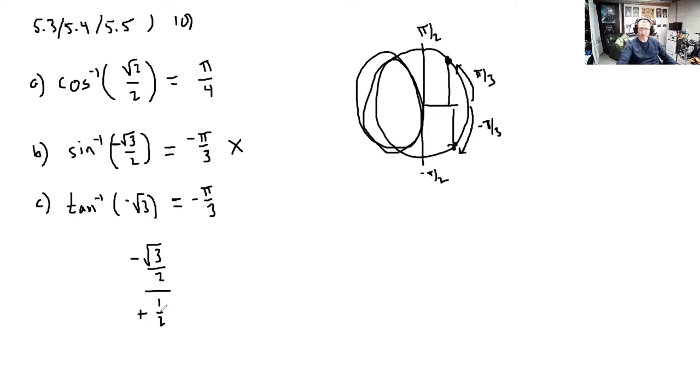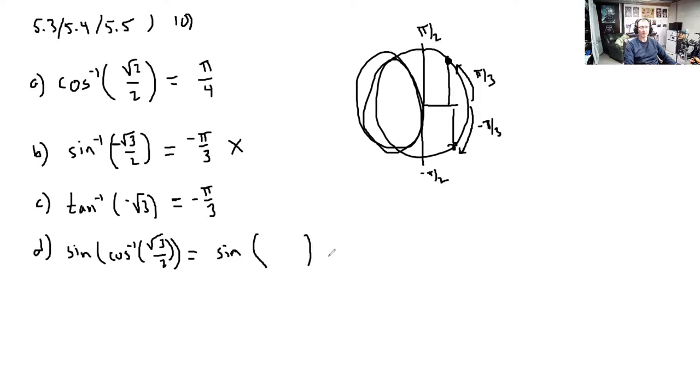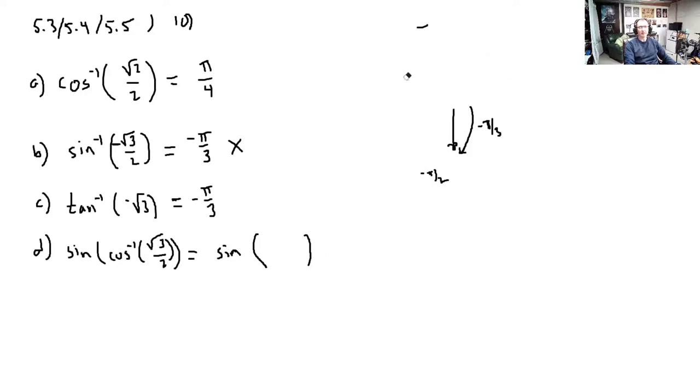Okay, where was I? Now D. D is sine of cosine inverse of root 3 over 2. So we're going to handle this in two steps. First, we need to figure out that cosine inverse, and then we're going to figure out the sine. So what is the angle? What is cosine inverse of root 3 over 2? What angle between 0 and pi gives us an x-coordinate of root 3 over 2? That angle is our answer for that question. So it's positive, which means the angle is in the first quadrant, and it's pi over 6.